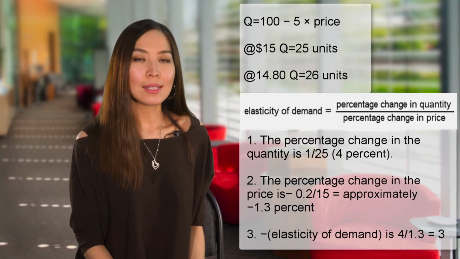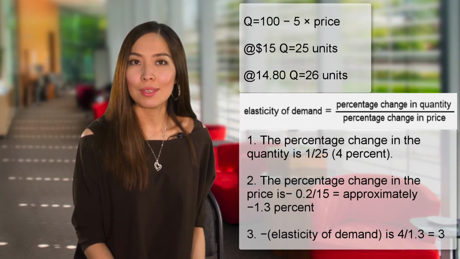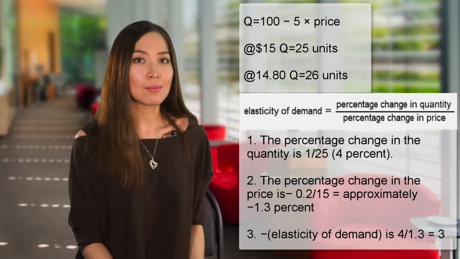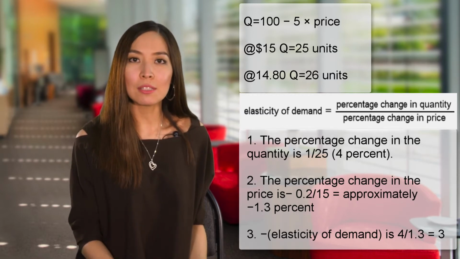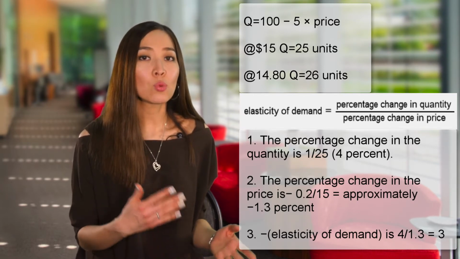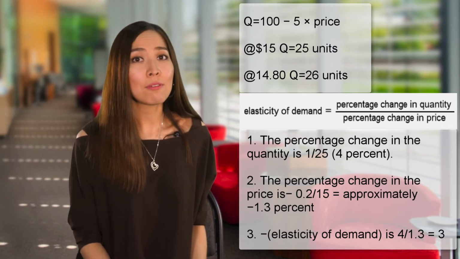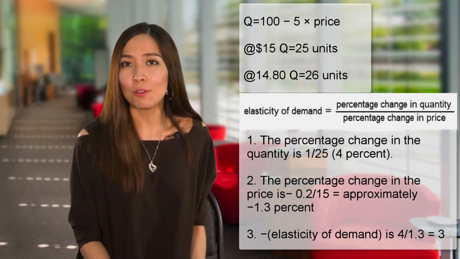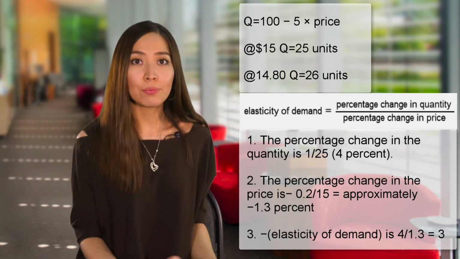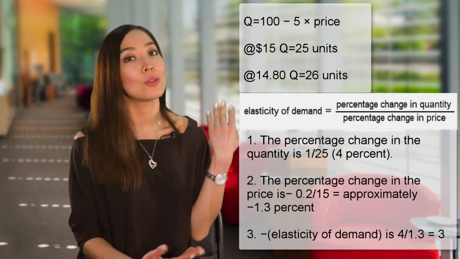Go back to our earlier example with quantity demanded of 100 minus 5 multiplied by price. If the company sets a price of $15, then it sells 25 units. What if the company changed its price from 15 to 14.8? This 20 cents decrease in price leads to a 1 unit quantity increase in demand. If 1 unit is 4% of 25 units and 20 cents is 1.3% of 15, dividing 4 by 1.3 we get 3. The interpretation is that a 1% price decrease increases quantity demanded by 3%.